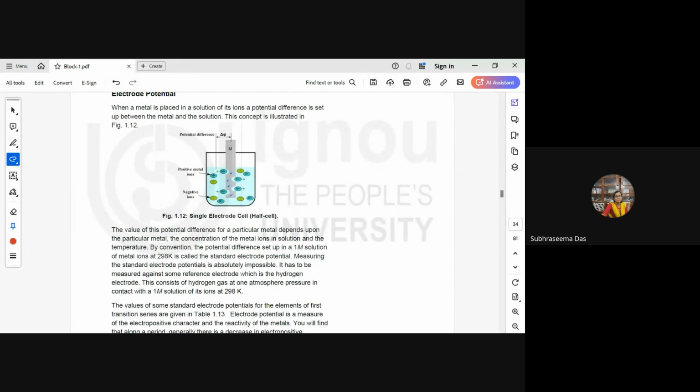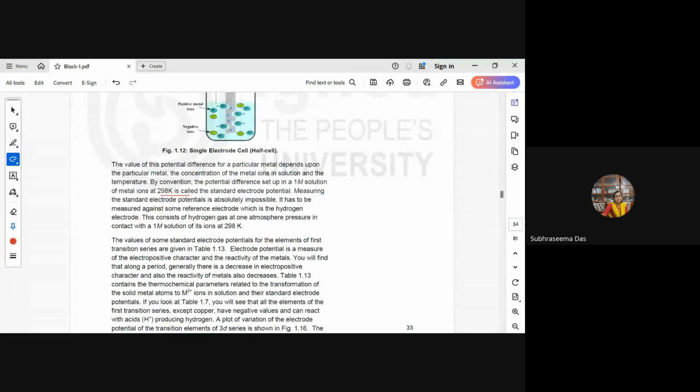In general, the potential difference in a 1 molar solution of metal ions at 298 K is referred to as its standard electrode potential, and we write it as E0. Measuring the standard electrode potential directly is actually not possible, so a reference electrode, the hydrogen electrode, is taken. This consists of hydrogen gas at 1 atm pressure in contact with a 1 molar solution of its ions at 298 K. With respect to this hydrogen electrode, the standard electrode potentials are measured.